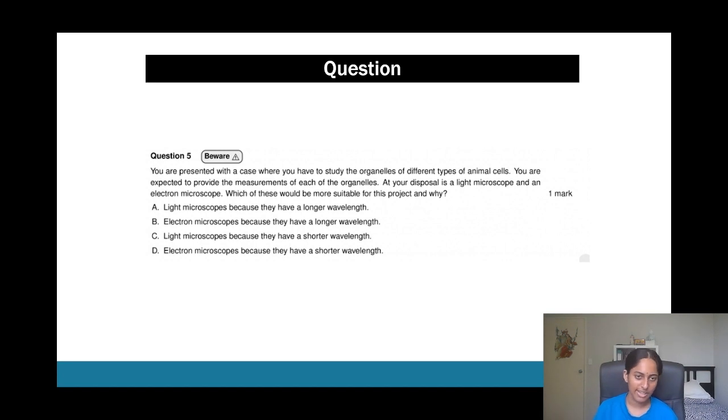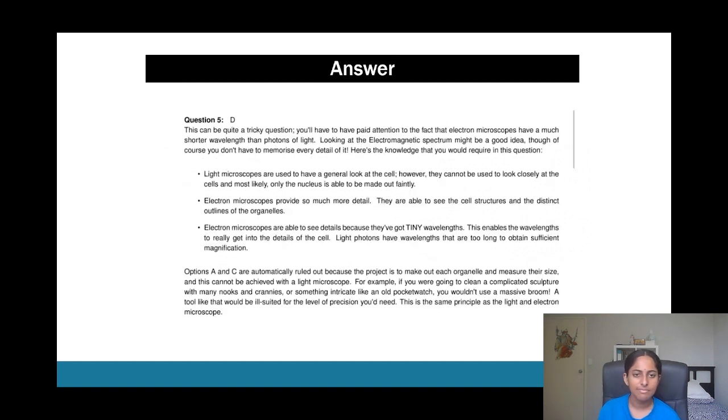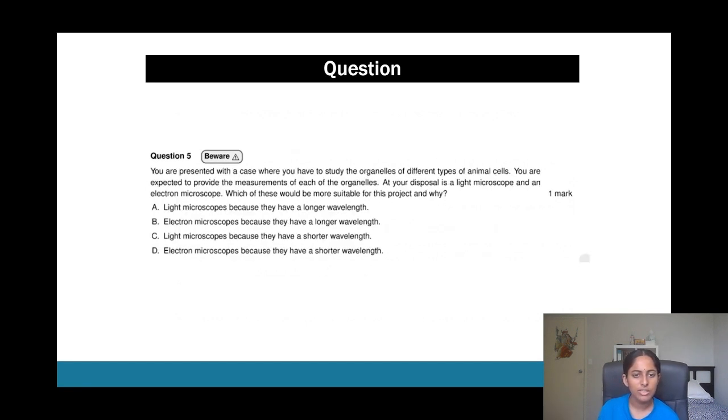Now let's move on to the second question. So let's read the question together. It's saying that you are presented with a case where you have to study the organelles of different types of animal cells, and you're expected to provide the measurements of each of the organelles, and you have either a light microscope or an electron microscope. Which of these would be suitable for the project and why? Pause this video and have a go at the question. This is a tricky question. So the correct answer option for this is D. So let's look at the different answer options over here.